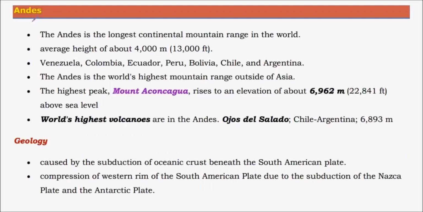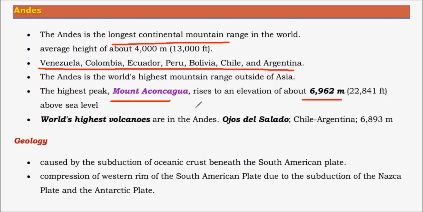Let's see some important mountain ranges. The Andes are the longest continental mountain range in the world. They are spread across these countries, namely Venezuela, Colombia, Ecuador, Peru, Bolivia, Chile, and Argentina. Mount Aconcagua is the highest peak outside Asia. It is about 7,000 meters high, and the world's highest volcano, namely Ojos del Salado, is on the borders of Chile and Argentina.